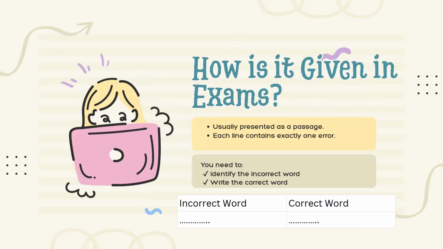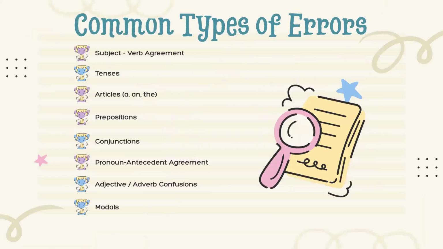In your exam, you will encounter a passage with each line having exactly one error. You're expected to fill in the table, writing the incorrect word in one column and its correct form in the other. Practice this method regularly to ace this section.